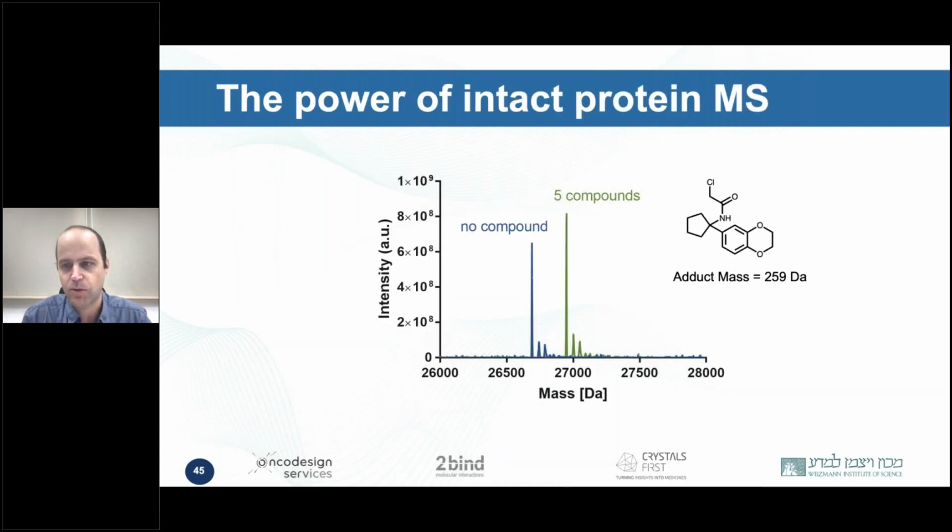And this is how a typical result may look. In blue, you can see the deconvoluted mass of the protein where it's not incubated with any compound. And then in green is the spectrum after incubation with a cocktail of 5 compounds. From the delta mass between the two graphs, you can see which compound was adducted to the protein. And also you can assess the percent labeling, because we don't see any non-labeled protein left. So this labeled to 100%. And so we can assign percent labeling for each one of the 1,000 compounds in a very short time frame.